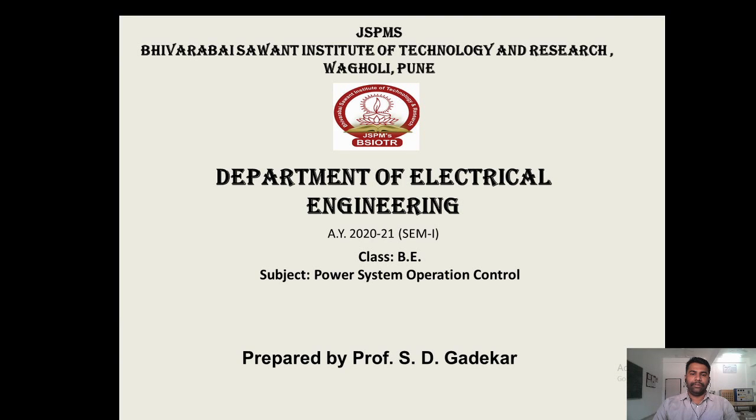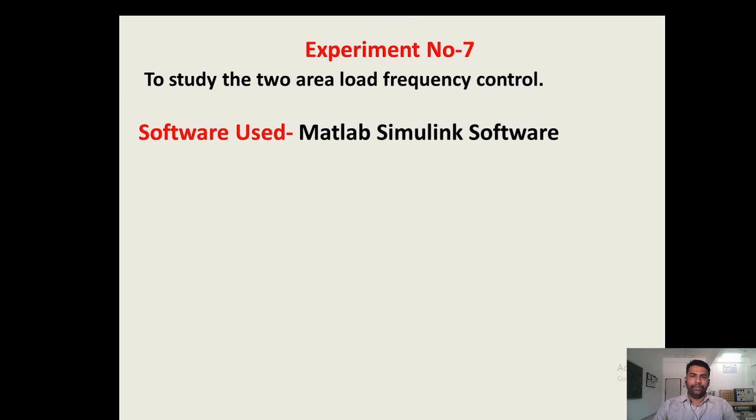Students, today we are going to perform experiment number 7 of power system operation control. The title of the experiment is to study two area load frequency control. For this experiment we will require MATLAB Simulink software. Now we will see the theory part of the experiment.